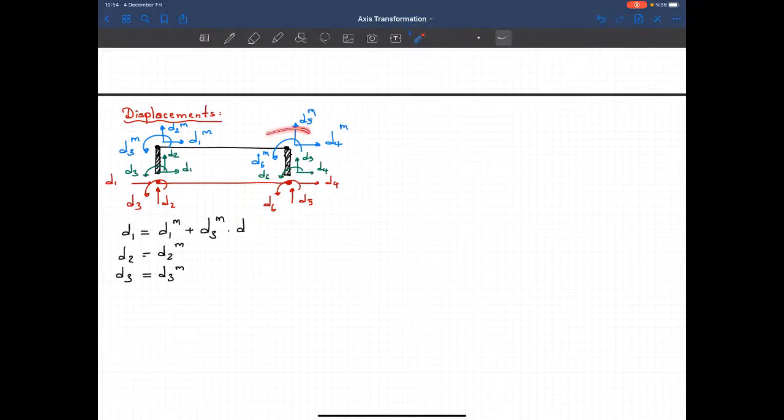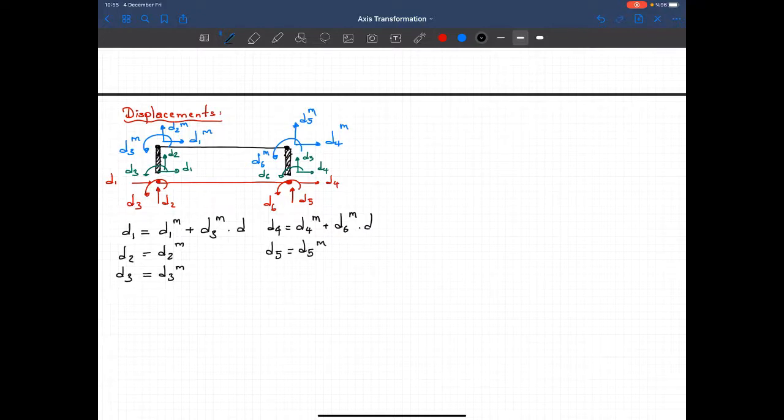Now let's take a look at this configuration. D4 will first move in the same amount with D4M, and again this rotation will increase the displacements at the bottom of that rigid member. So D4 will be equal to D4M plus D6M multiplied with the distance. The vertical translations are equal and the rotations are equal.